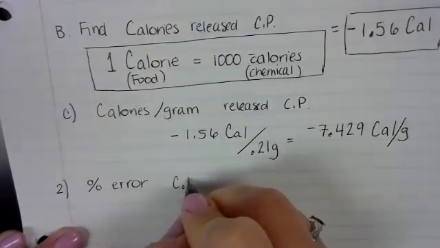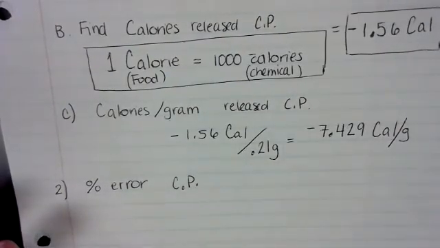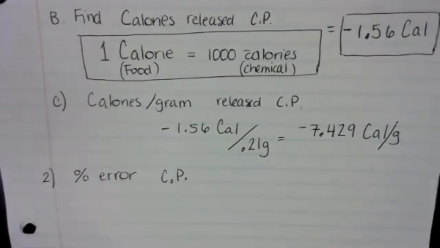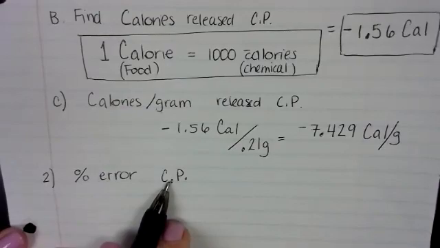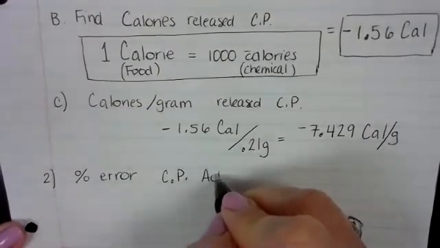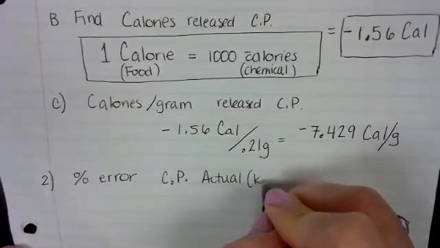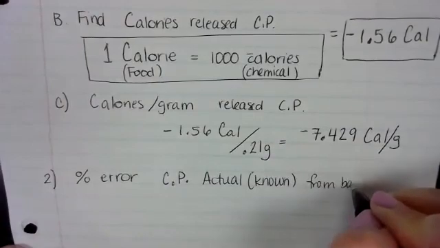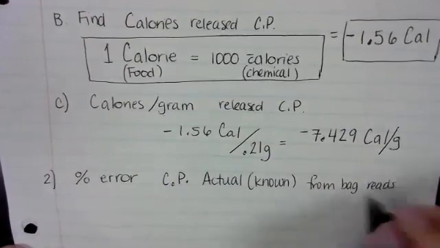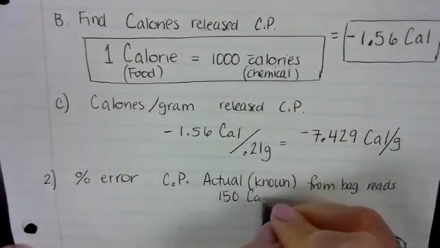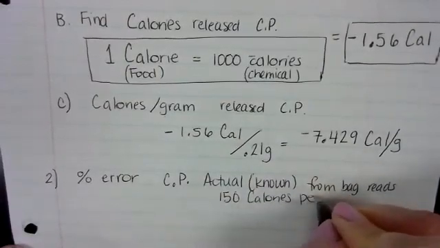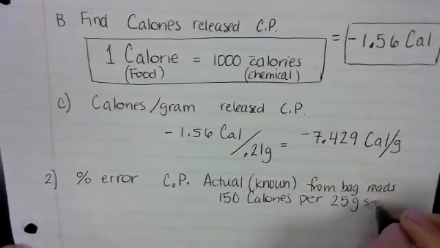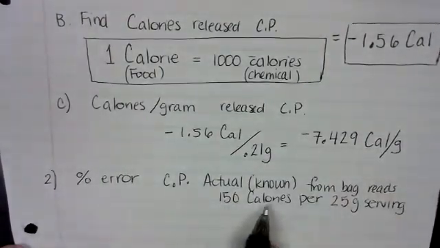So we actually need information from the cheezy poof bag. Just like today in lab, you're going to look at the marshmallow bag, or whatever food item you use, and see the nutritional value that scientists already came up with. The actual or known value from the bag reads 150 calories per 25-gram serving. That's what the bag reads.